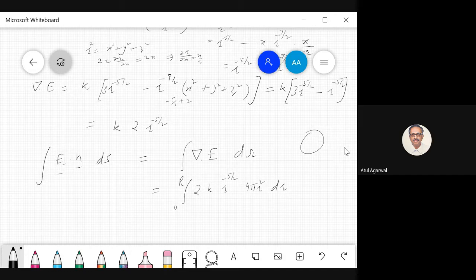Now there is one issue here. Since this electric field is going to infinity as r tends to 0, what happens?